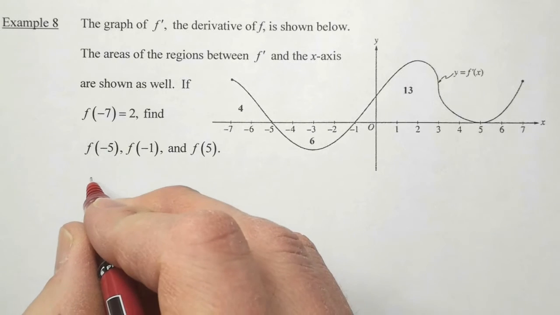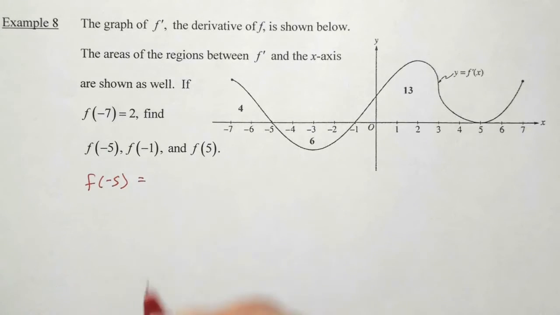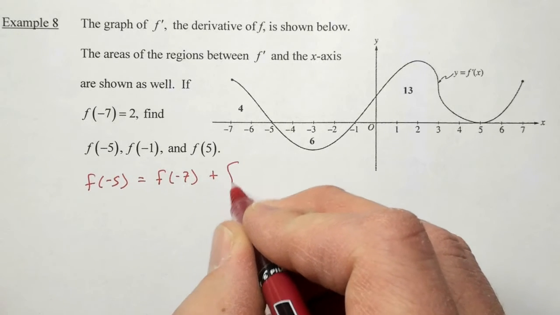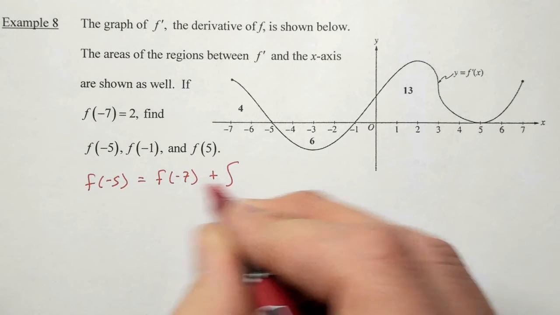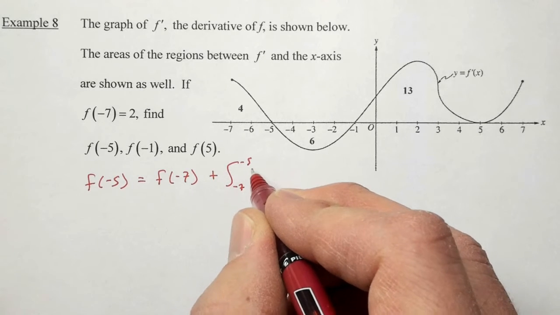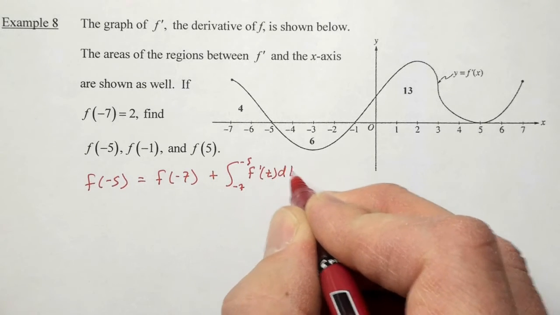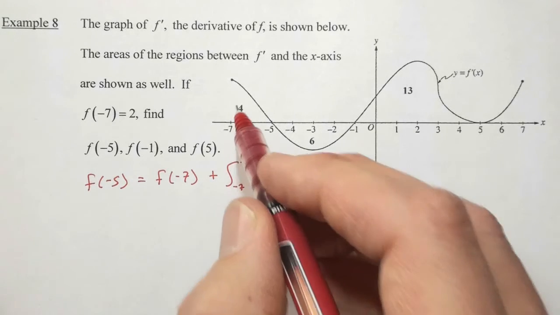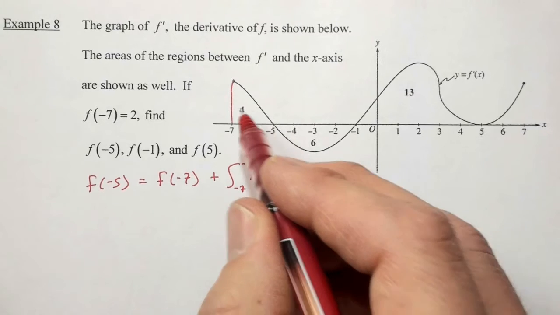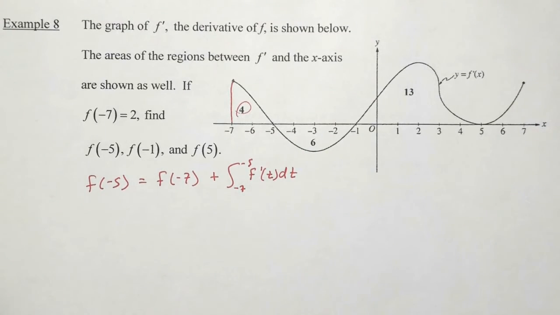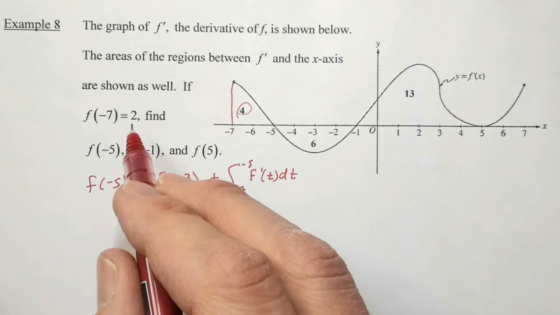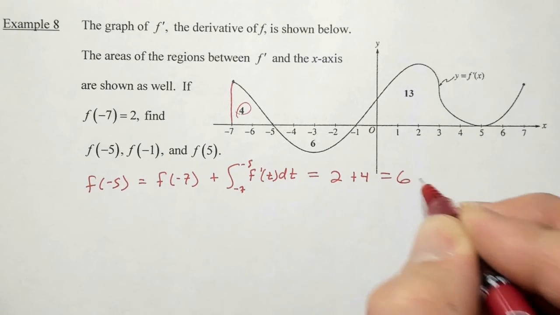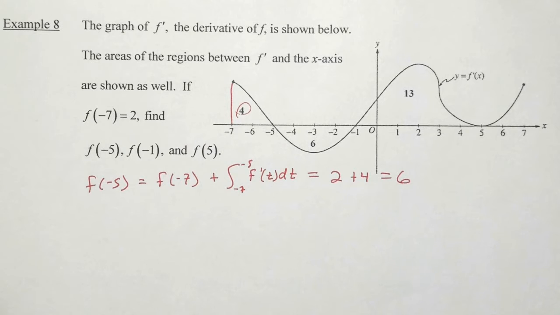So f of negative 5, well, that's going to be f of negative 7 plus the integral from the point that we know, negative 7, to the point that we want, negative 5, of our derivative. To go from negative 7 to negative 5, here's negative 7 right there, and here's negative 5, so we can see clearly that the area is 4. f of negative 7, we're told, is 2, so this will be 2 plus 4, or a total of 6.